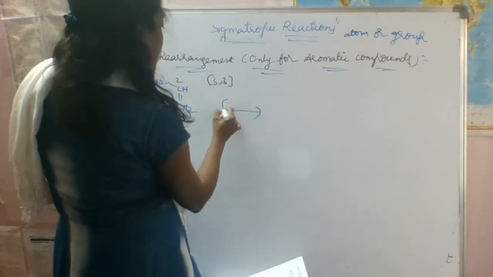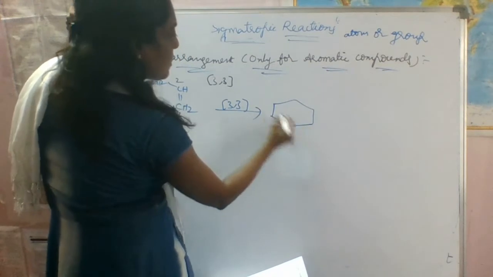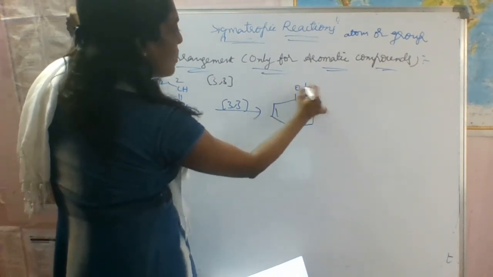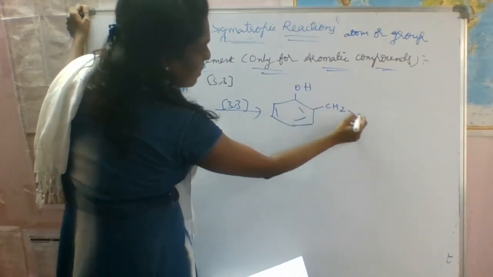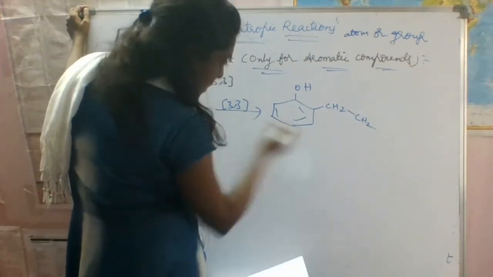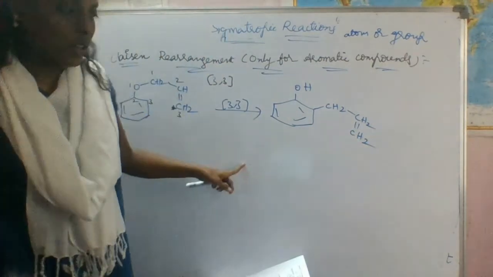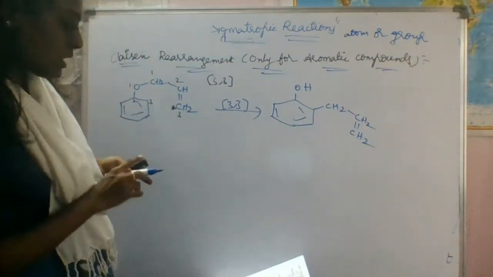This is a 3,3 sigmatropic rearrangement. OH is there, CH2, CH2. And here a double bond, CH2. So this is the one. Next, let's see the mechanism.